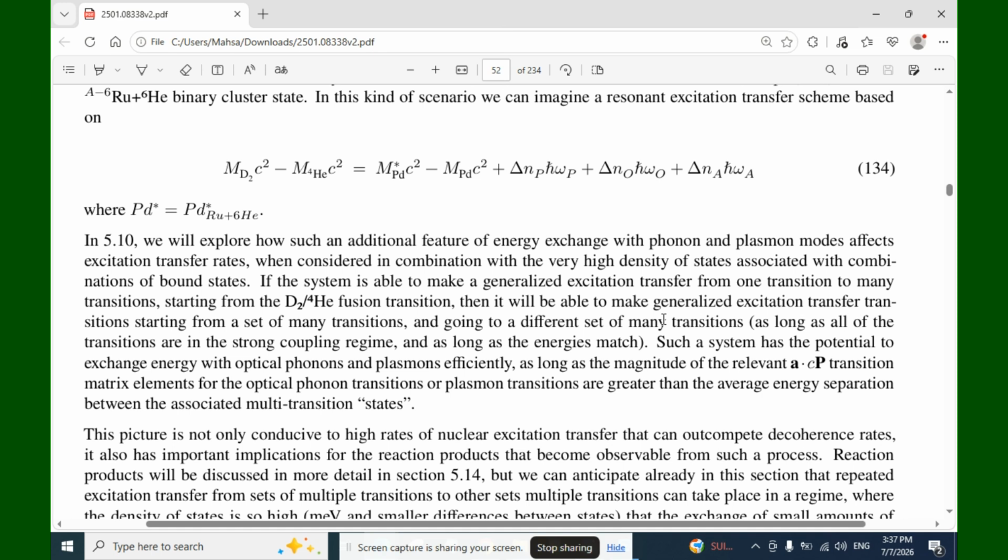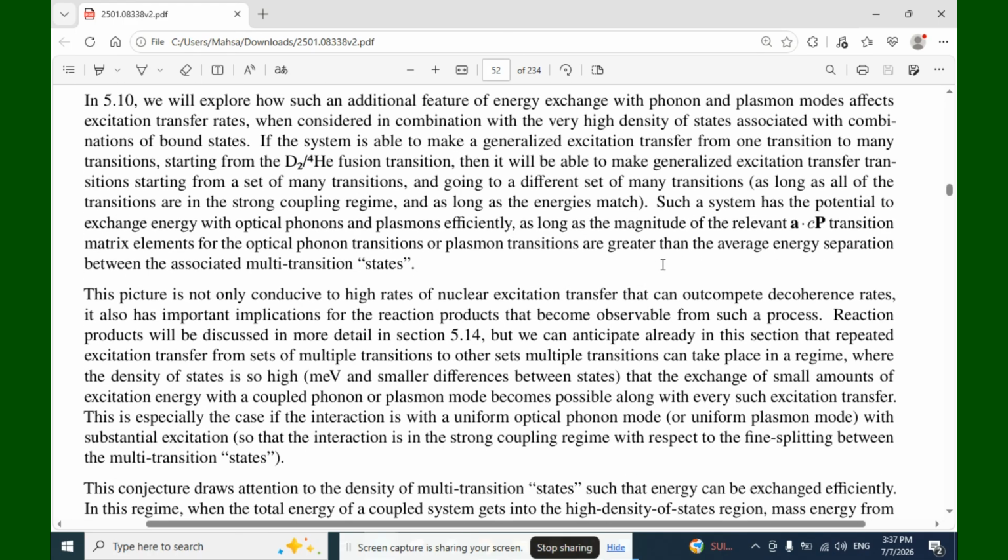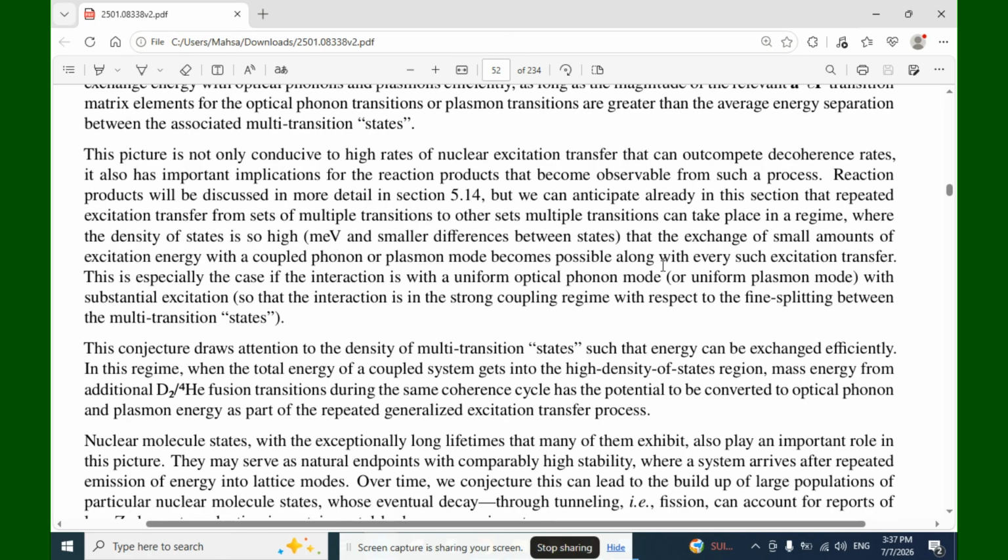Such a system has the potential to exchange energy with optical phonons and plasmons efficiently, as long as the magnitude of the relevant matrix elements for optical phonon transitions or plasmon transitions are greater than the average energy separation between the associated multi-transition states. This picture is not only conducive to high rates of nuclear excitation transfer that can outcompete the coherence rates, it also has important implications for the reaction products that become observable from the process.